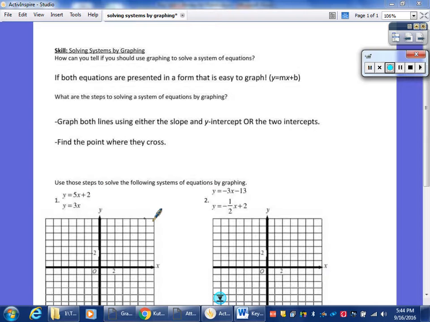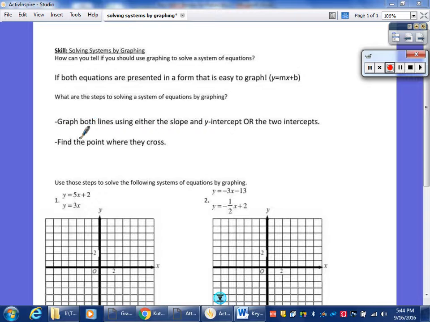And so what we are looking at here is a whole bunch of systems of equations that are being presented to us in y equals mx plus b, because that is a very easy form of an equation to graph. It's easy to find the slope and the y-intercept.